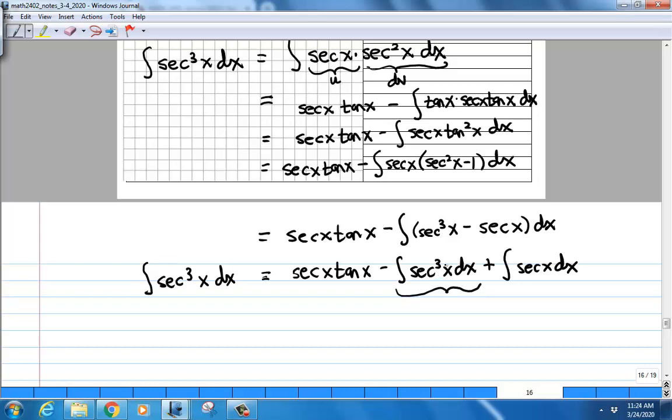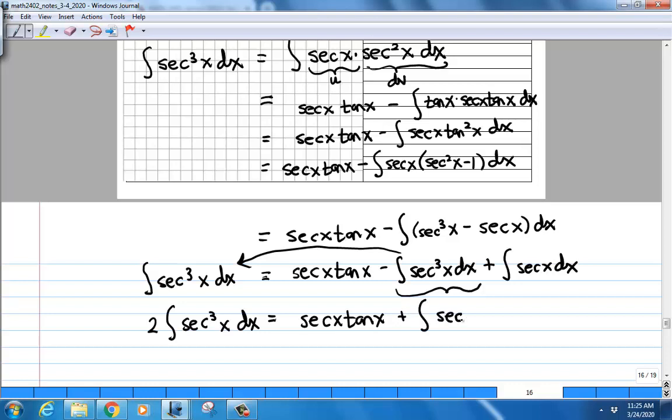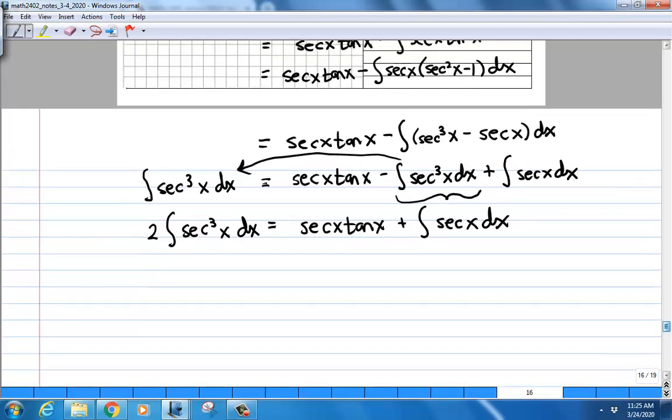Now, sometimes that might be bad news, but in this case, it's good news for us, because now I can take this term, this minus antiderivative of secant cubed x, and I can move it to the left-hand side. So you'll end up with 2 times the antiderivative of secant cubed of x on the left-hand side, equal to secant x tangent x plus the antiderivative of secant x. Now, just a couple more steps here.